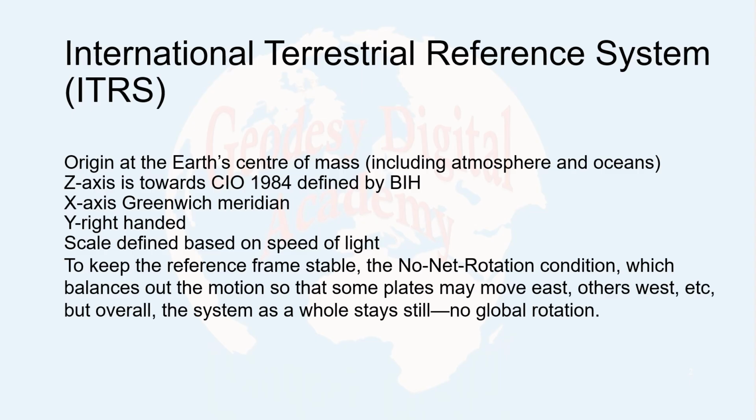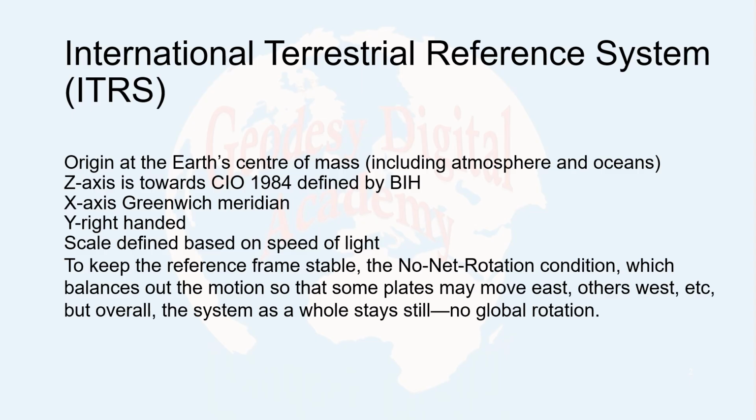And the z-axis is towards CIO again, but this CIO is the updated one, not the old CIO, which was up to 1905. It is the new definition by BIH in 1984. But the principle is the same. Again, the x-axis of the system is the Greenwich meridian, and it is based on the z-axis, which is going through this CIO 1984. And as I explained, the international terrestrial system is a global system, so it is right-handed.